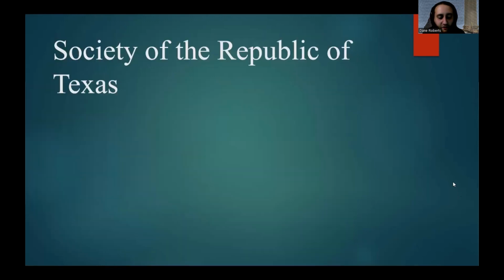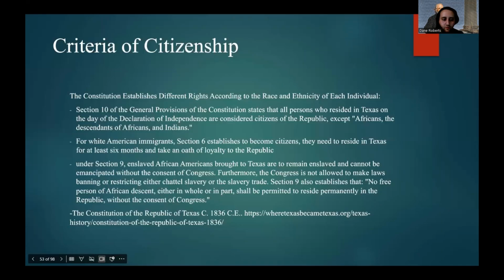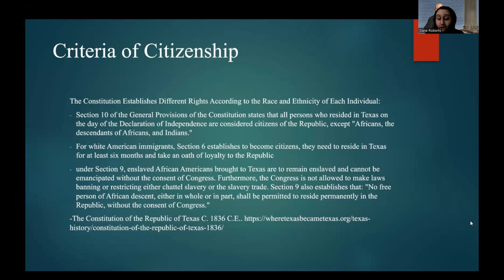All right, now this brings us to our next section, the Society of the Republic of Texas. Starting with the criteria of citizenship for the Republic of Texas, which right off the bat, the Constitution of Texas established different rights according to the race and ethnicity of each individual.